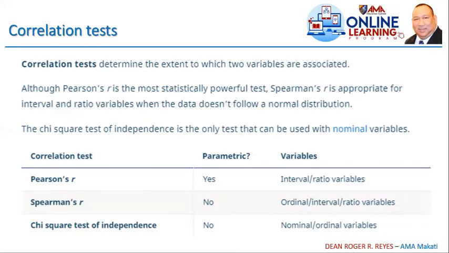Although Pearson's R is the most statistically powerful test, Spearman's R is appropriate for interval and ratio variables when the data doesn't follow a normal distribution. The chi-square test of independence is the only test that can be used with nominal variables. So Pearson's R, Spearman, chi-square.